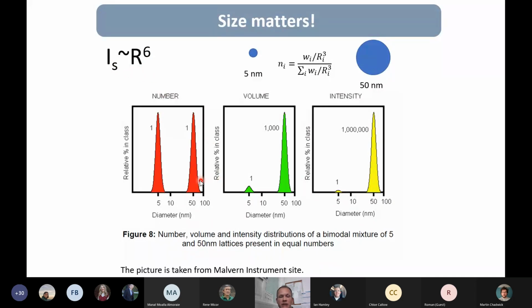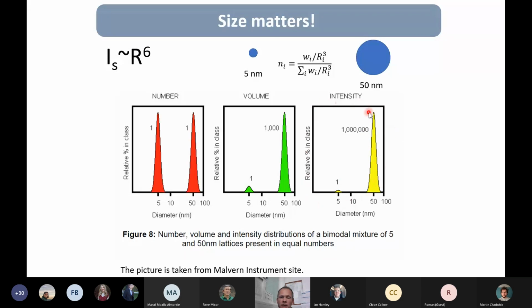So let's make again a hypothetical experiment. We will measure a mixture of two proteins. One protein will have a size of 5 nanometers, and another protein will have a size of 15 nanometers, right? In solution, we will make them with the same concentration, so their molar ratio will be equal, 1 to 1. But making dynamic light scattering experiments, measuring the scattering intensity, we will end up with something like this.